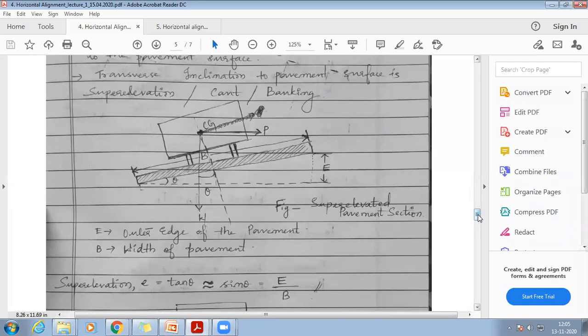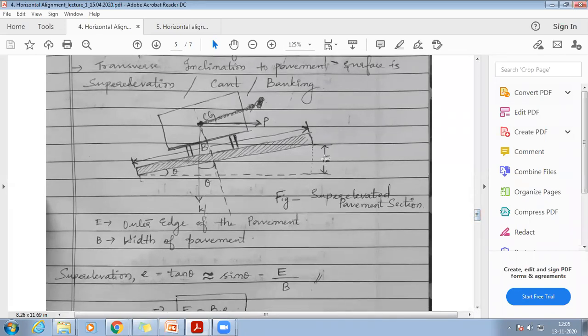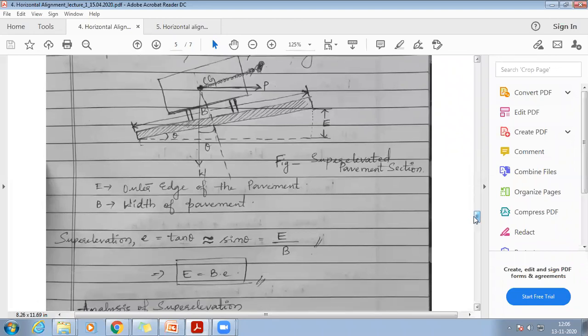You should remember this formula, it's very, very important. Capital E is the height of the outer edge of the pavement, and capital B is the width of the pavement. You can see I've told you there is a slope, that is the super elevation angle theta. Now I'm going to find the expression. The super elevation, generally denoted by small e, I'm going to take as tan theta, which is approximated to sine theta.